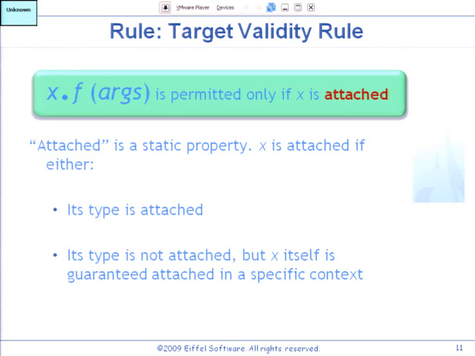So basically, the only validity rule that we have added to the language is the target validity rule, which says that x.f (args) is permitted only if the target x is attached. That's very simple. What does it mean? Attached is a static property, and we say x is attached if either the type of x is attached, or if in the context where you look at x, it's guaranteed by the compiler to be attached.